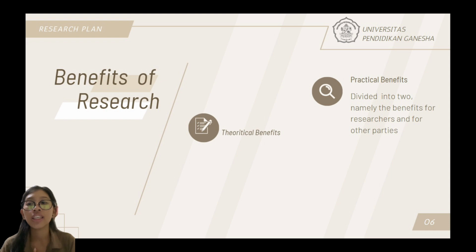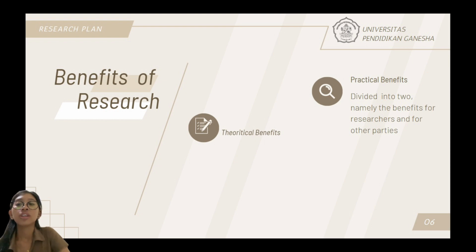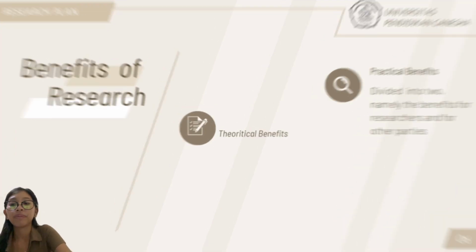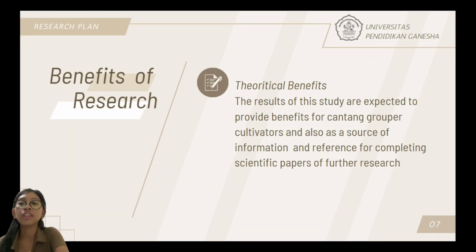For the next is benefits of the research. The research has benefits including theoretical benefits and practical benefits. The practical benefits are divided into two, namely the benefits for the researcher and for other parties. Theoretical benefits: the results of the study are expected to provide benefit for Cantang grouper cultivators and also serve as a source of information and reference for completing scientific papers of further research.